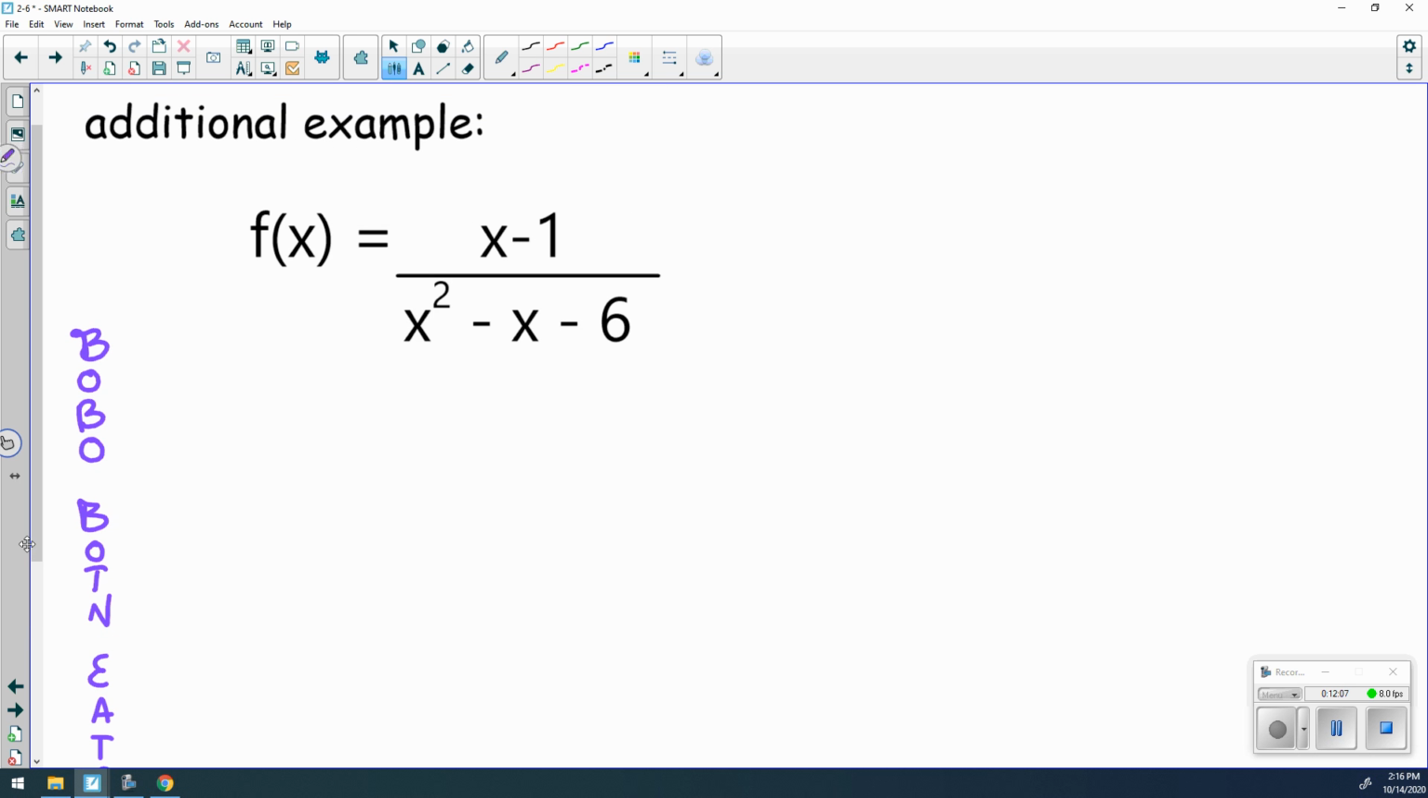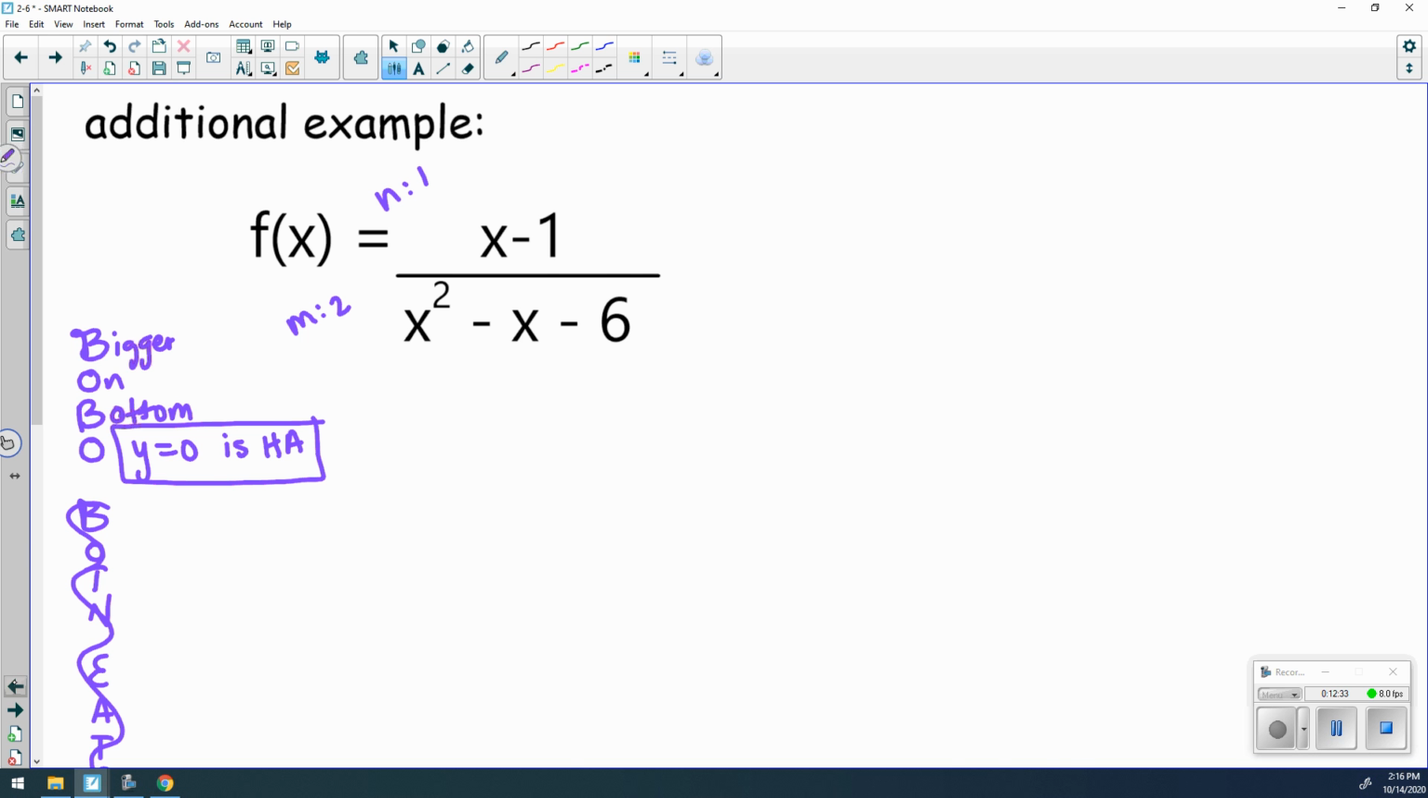Well, here our m is equal to 2 and our n is equal to 1. So that means that we are bigger on the bottom. Since we're bigger on the bottom, y equals 0 is going to be our horizontal asymptote. Y equals 0 is a horizontal asymptote. Good to know. I don't need to worry about any of the rest of that crazy acronym, mnemonic device, whatever you want to call it.